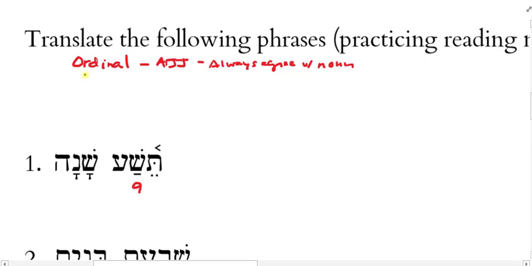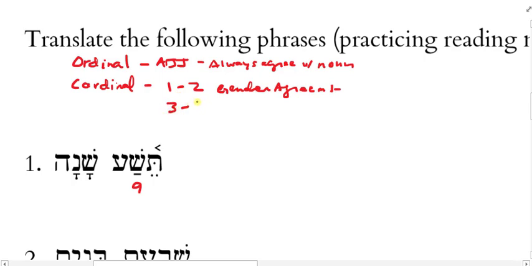All right, cardinals. I don't know if we have any cardinal fans in here. But where do we have agreement between the gender of the number and the gender of the noun that's being numbered? Where do we have gender agreement? Which numbers? 1 through 2. The first two. We have gender agreement. Okay. And then numbers 3 through 10, it's gender disagreement.